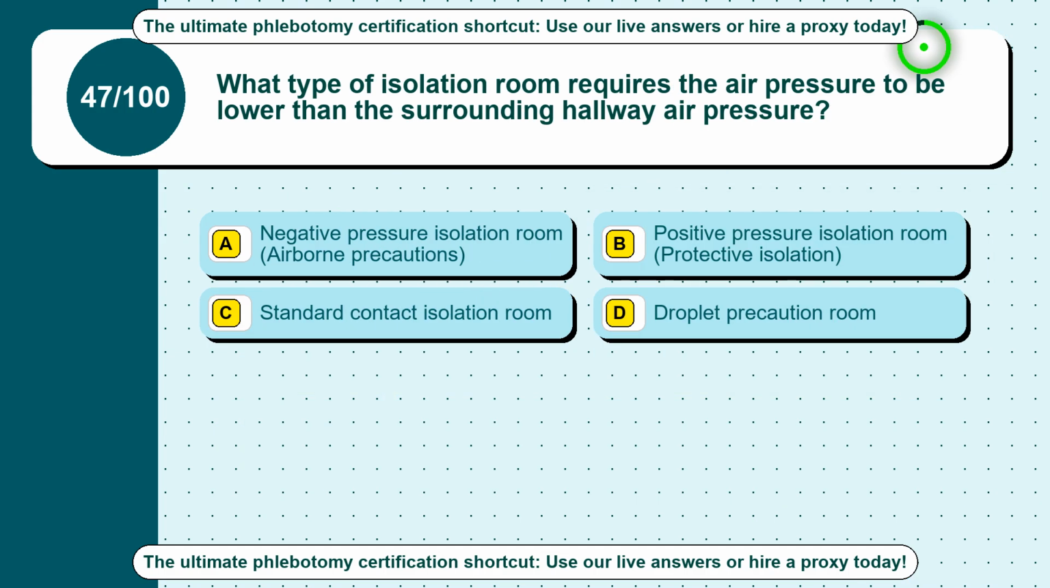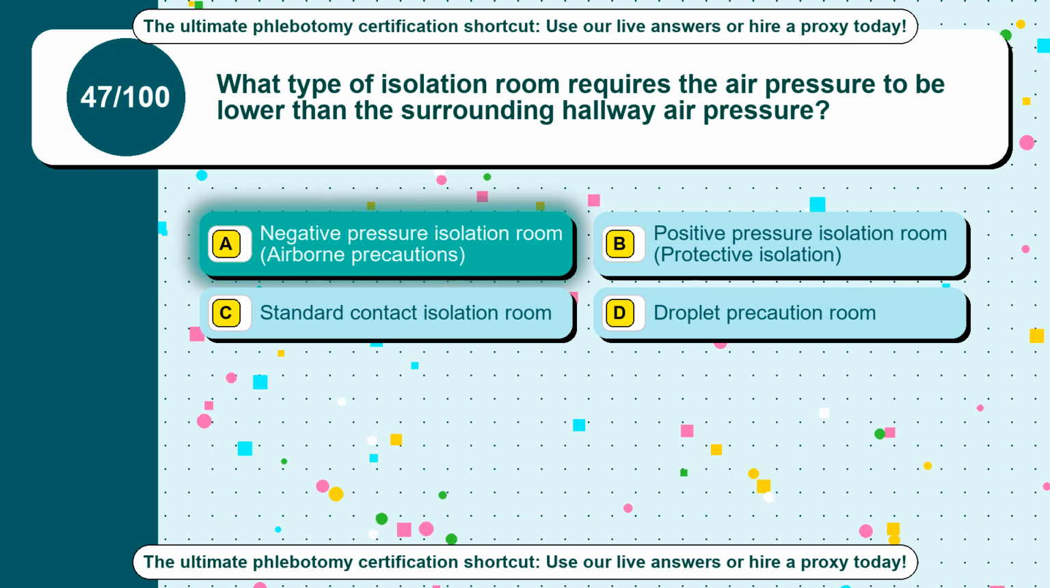Question 47. What type of isolation room requires the air pressure to be lower than the surrounding hallway air pressure? Option A. Negative pressure isolation room, airborne precautions. Option B. Positive pressure isolation room, protective isolation. Option C. Standard contact isolation room. Option D. Droplet precaution room. The correct answer is option A.